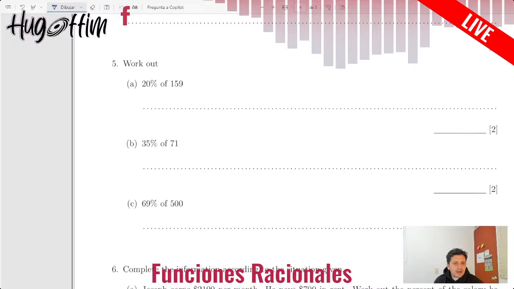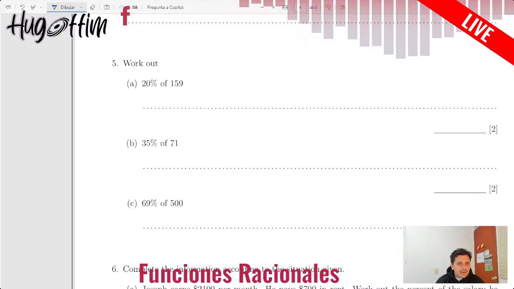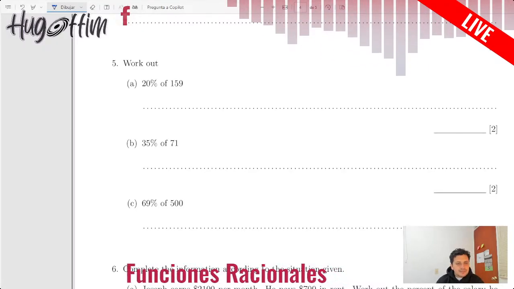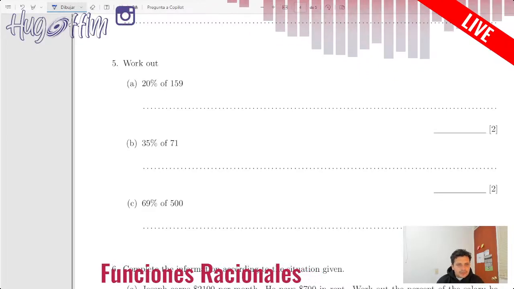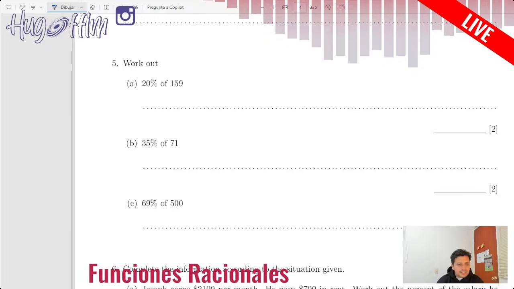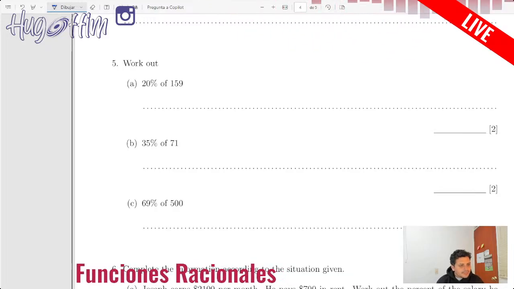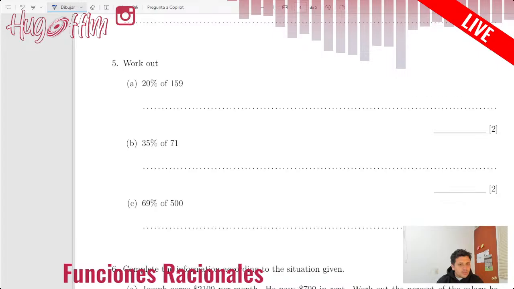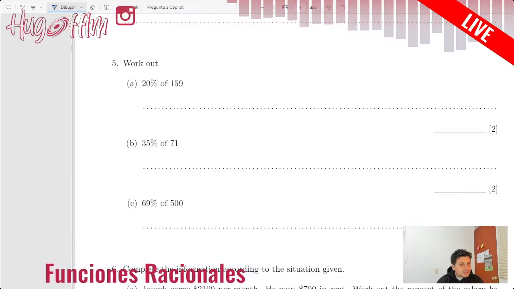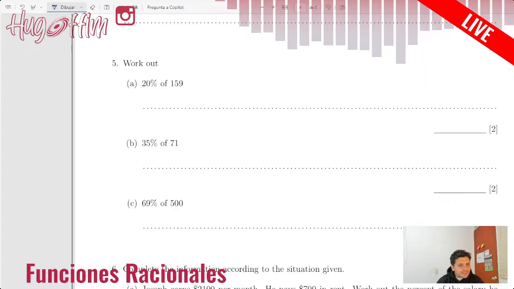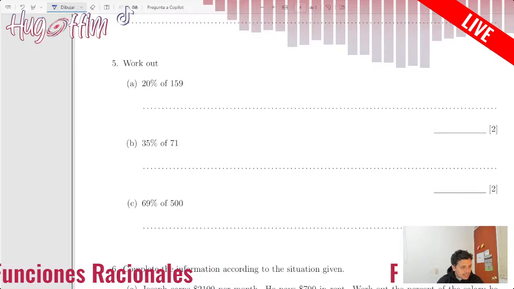Okay, I'm going to work out 1%, right? I want to get the 20% of 159 or the 35% of 71 or 69% of 500, any of these. Now, if you want to work out percents, you can do it as fractions or as decimals. You choose the best representation for you, the best option for you. Now, let's say that I'm going to work out as decimal.